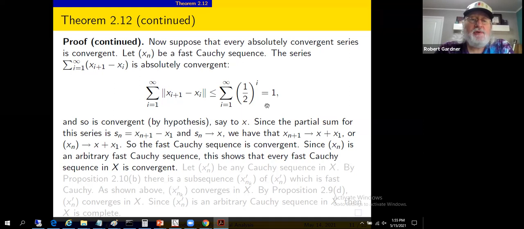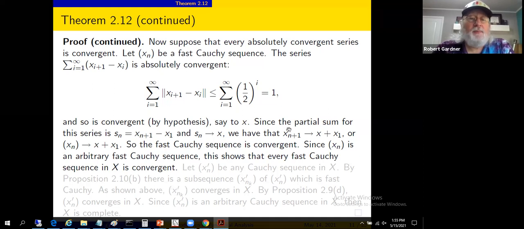series is absolutely convergent. We're hypothesizing that every absolutely convergent series is also convergent. So it must be that this series is also convergent. That's the hypothesis we're making: if absolutely convergent, then convergent. And say this series converges to X.